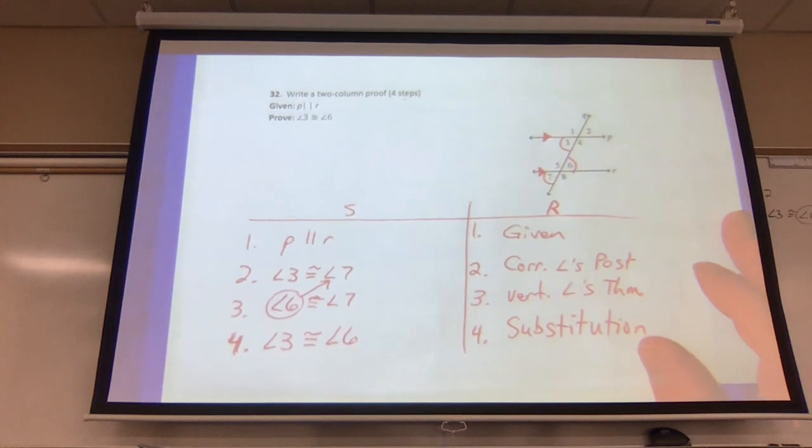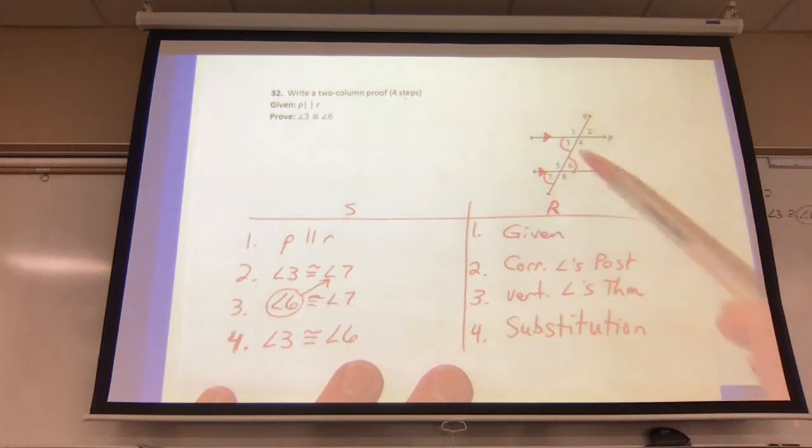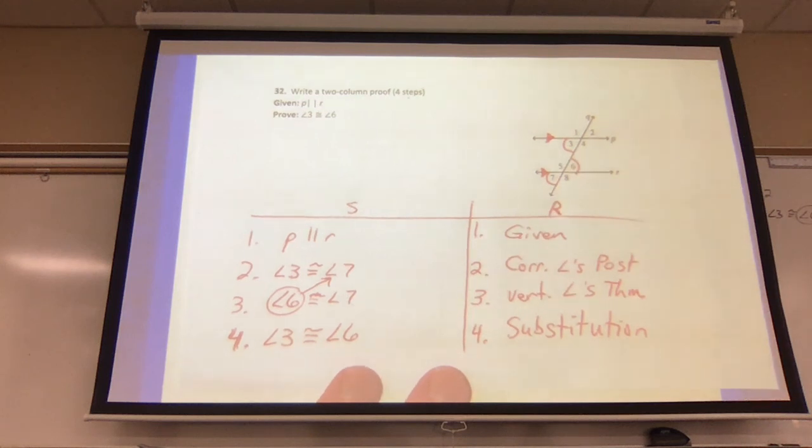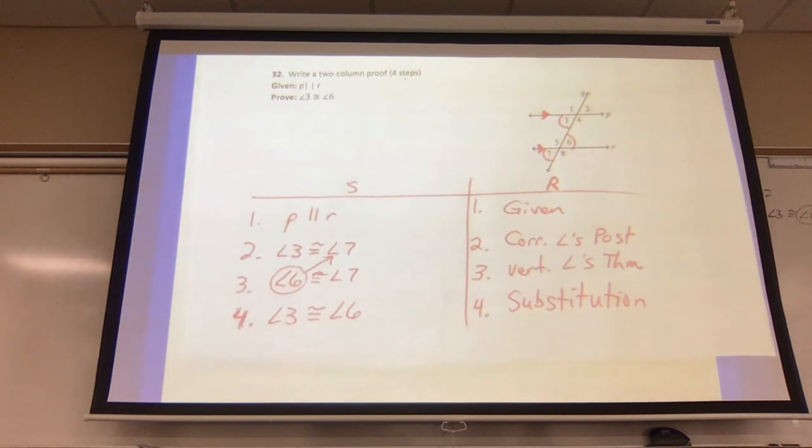So like, could we do it backwards? Like start with 3 is congruent to 2, and then vertical angles, and then... Yeah, there's more than one way to do this. Yeah, you could have done 3 congruent to 2 by vertical angles, and then 3 and 7 by corresponding angles. Yeah. So there's more than one way to do it, and there's more than one correct order to do it.